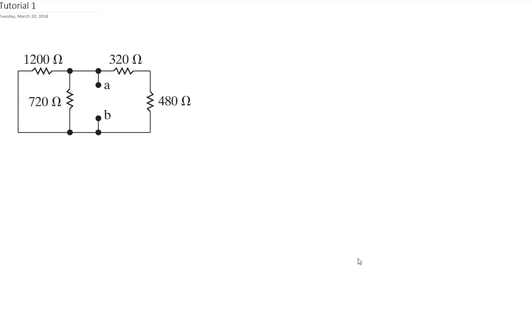Hello everyone. In this example, we are asked to find the resistance seen by this terminal AB. In other words, if we were to redraw this circuit, it should look something like this. There is A and B, and there is everything else there. And how does A and B feel or see this resistance there?